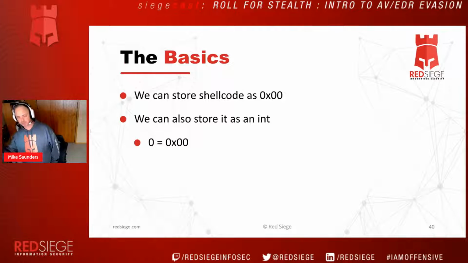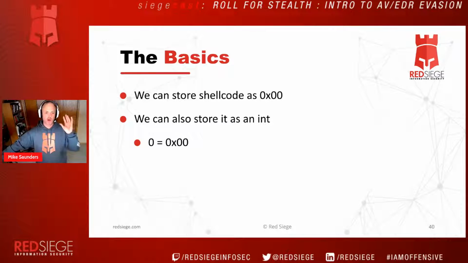So how does it work? Most of you are probably aware that you can store shellcode as hex bytes. So if you want to store a 0, you store 0x00. What I did not know until I started this journey was that you can store it as an int. So for every hex byte that you have, you could convert it to an int and store the int instead. So store a 0 instead of 0x00, store a 1 instead of 0x01.